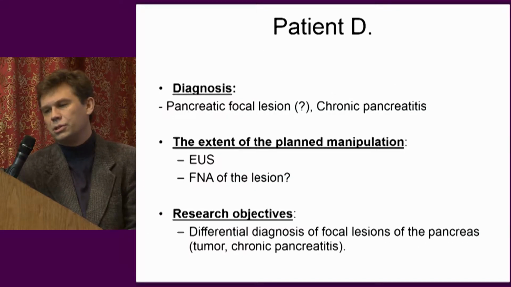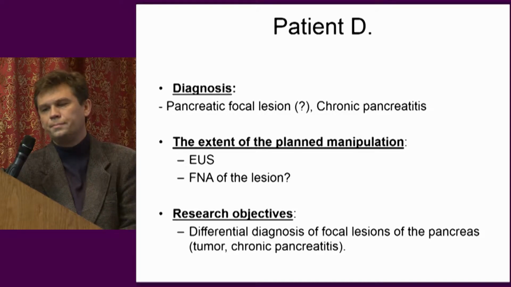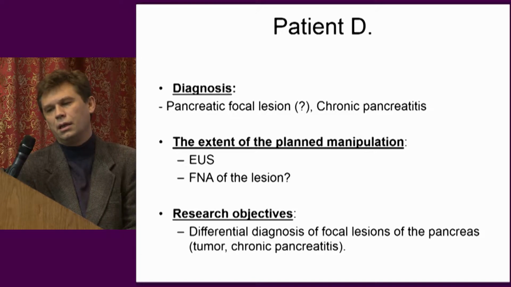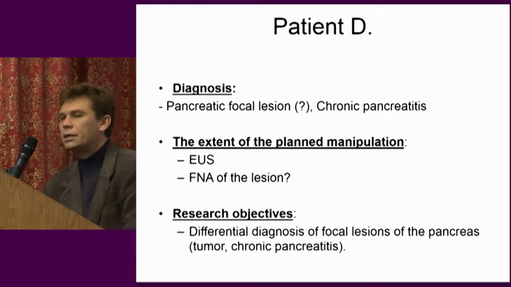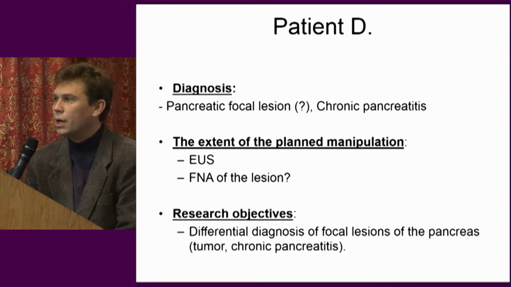At the moment, the patient is considered as a patient with pancreatic mass, and the extent of manipulation is as follows. We're going to do EUS, diagnostic EUS, to assess the pancreas and surrounding tissues, and to see if there are indications for FNA. And the main task for us is differential diagnosis of local lesion. So it's a cyst or solid mass.